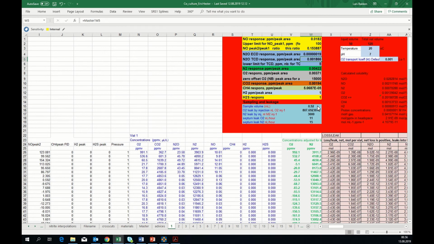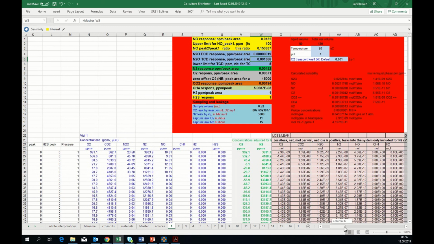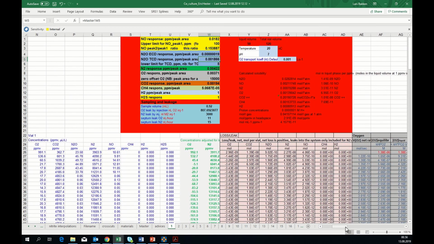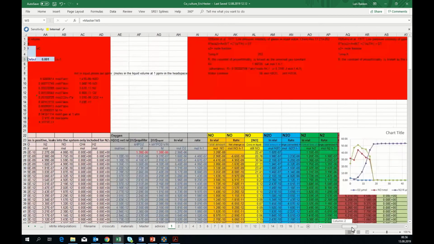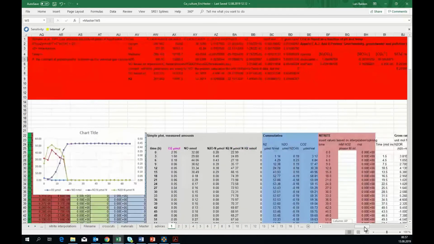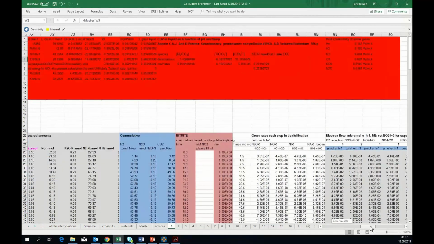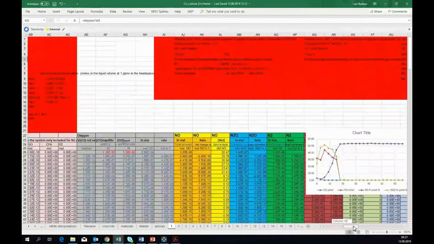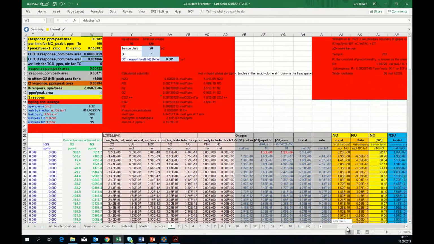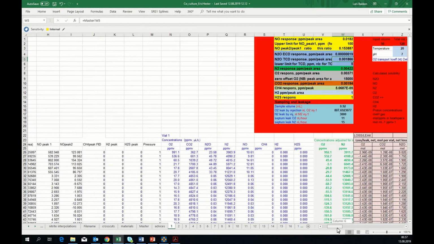There are also solubilities here, which are extremely important for the calculations, and that's all in the red area, and there are two red areas here, and that's a taboo area. Please don't fiddle with it, because there is a lot of calculations and factors in it that shouldn't be changed.